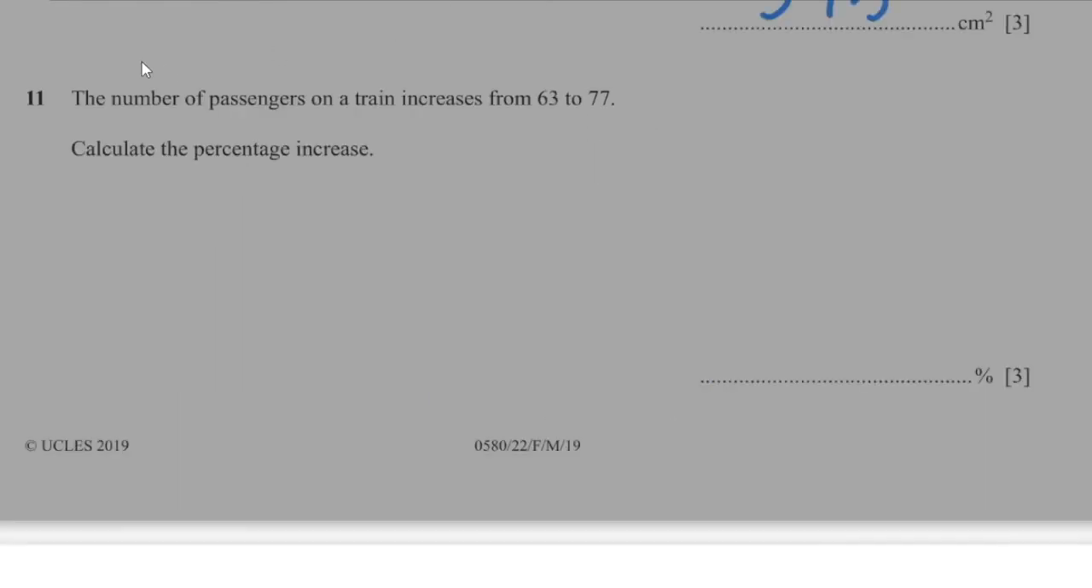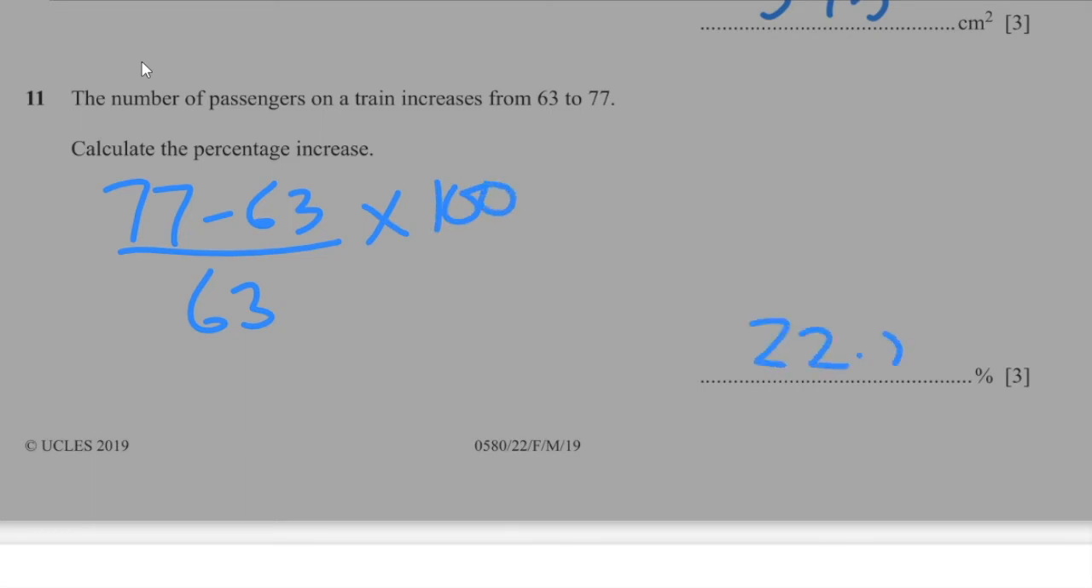The number of passengers on a train increases from 63 to 77. Calculate the percentage increase. So you calculate the difference, divide by the initial value, and multiply it by 100, which leaves us with the percentage increase as 22.2.